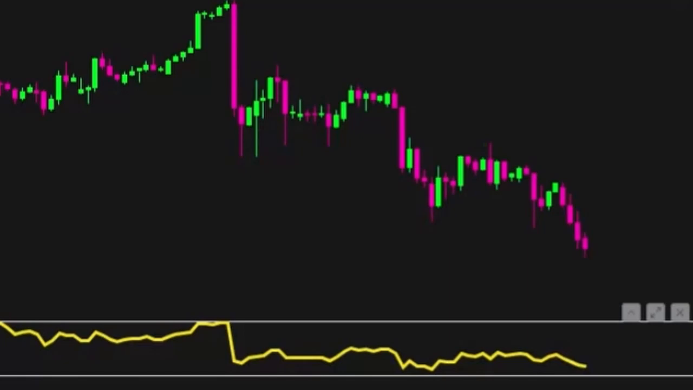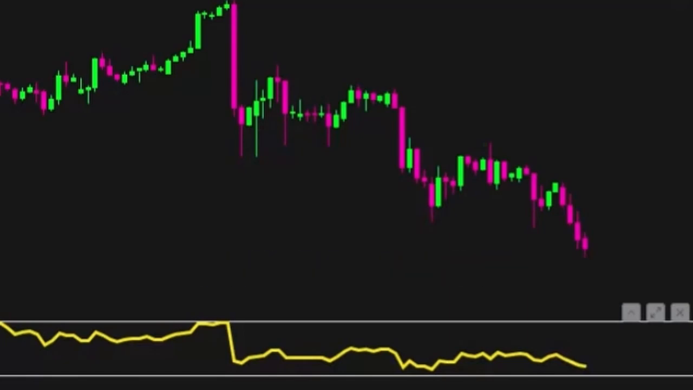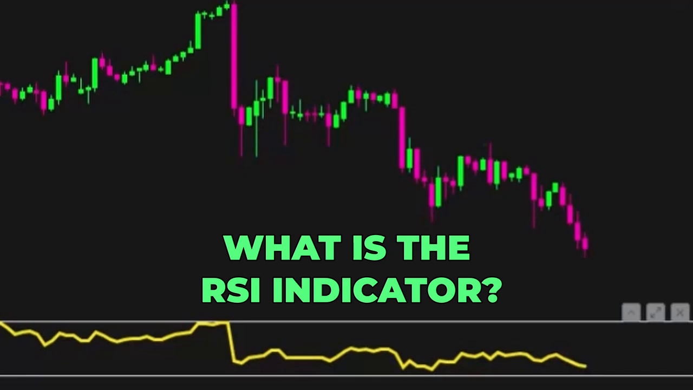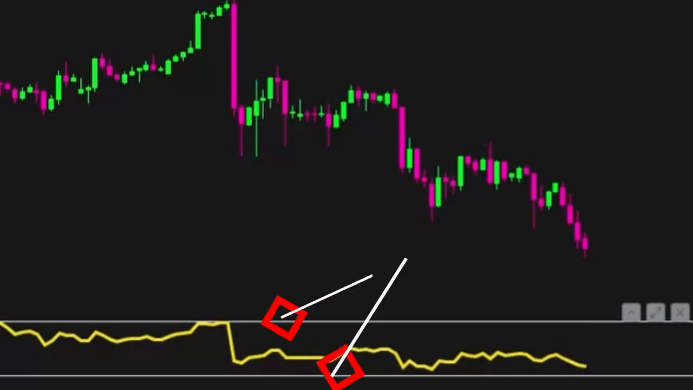Let us look at some of the basics of the RSI indicator. Firstly, let us see what is the RSI indicator. The RSI is a momentum oscillator that measures speed and magnitude of the security's recent price changes. The RSI oscillator moves between the range of 0 to 100 and is represented in the form of lines.